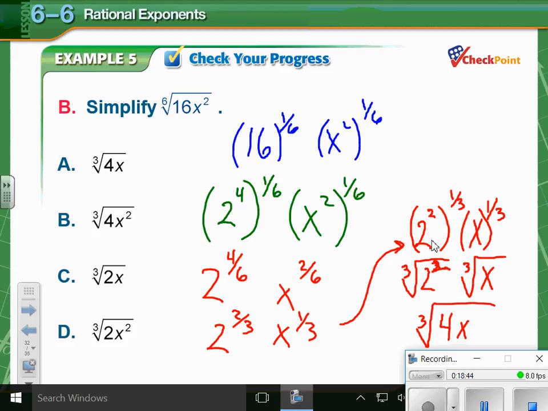2 to the 2/3 can be written as 2 squared to the 1/3. You already have x to the 1/3. So that means we're taking the cube root of both of those, cube root of 2 squared and cube root of x. 2 squared is 4. So if they're each under their own cube root, you can put them under the same one. So you end up getting cube root of 4x.